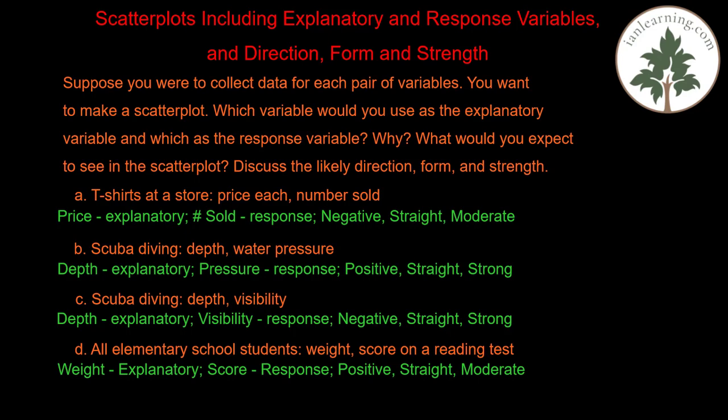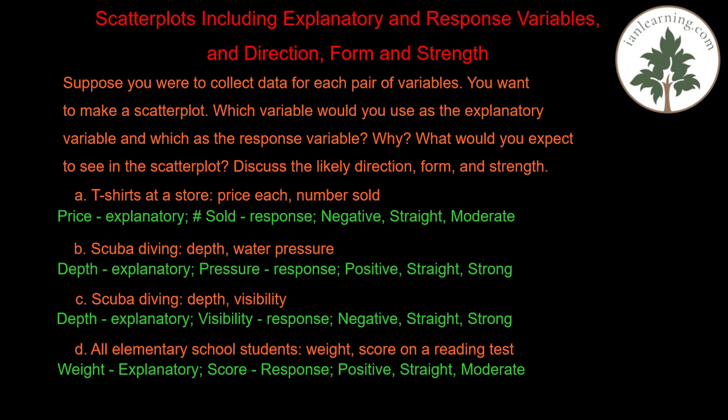Now let's look at the last one. It's kind of interesting. All, and that's important, all elementary school students, meaning first, second, third, fourth, fifth, sixth grades, weight and score on a reading test. Well, at first you wouldn't think weight would have anything to do with how students score on a test, but if you look at elementary school students, the more they weigh would most likely mean the older they are and the higher grade they would be. The higher weights would be more like fifth and sixth grade. Lower weights might be first and second grade. So we would expect that the older grades and the higher weights would score better on the reading test.